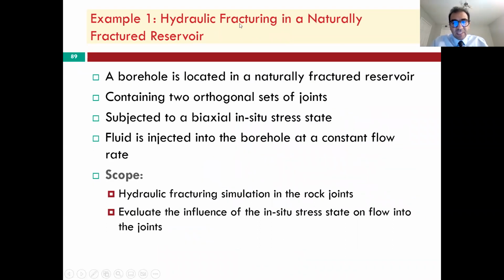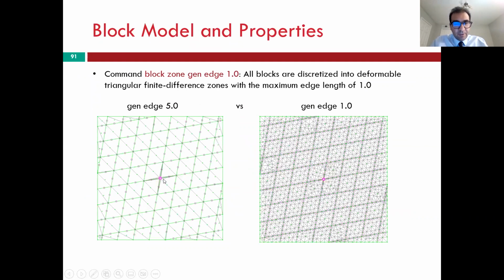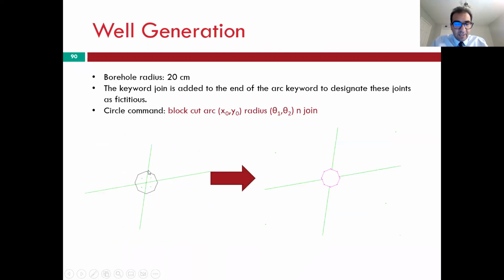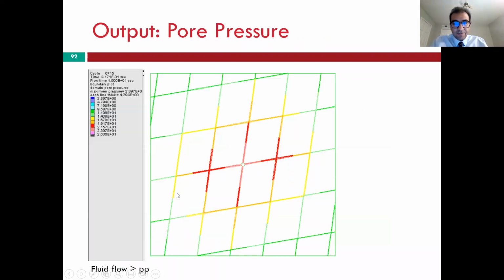One of the examples I'm going to show is using hydraulic fracturing in naturally fractured reservoirs. This is an example of a wellbore, basically a hole drilled inside a fractured zone. You see these lines are all fractures. By applying a hydraulic pressure to the internal boundary of the well, we are able to determine the amount of infiltration of the fluid inside these fractures and joints.